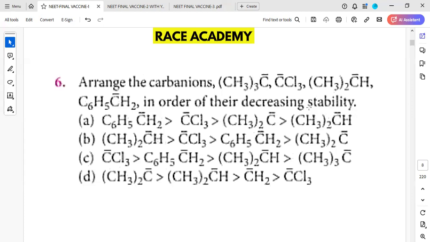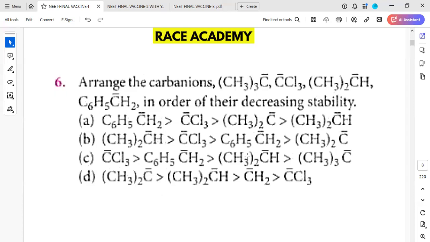Arrange the carbanions in decreasing order of stability. The tertiary butyl carbanion, or trimethyl carbanion, is one of the unstable carbanions. The more the electron density developing on the negative carbon, the lesser the stability. This (CH3)3C minus is an example. So option C is the right option for this question number 6.